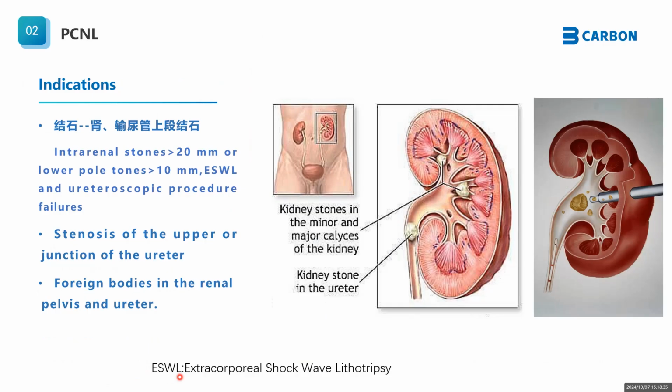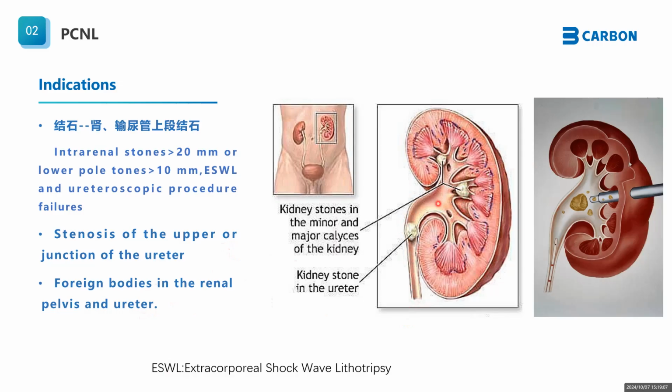It means the upper part or the junction of the ureter, because there is stenosis, it is very narrow or small, and then the ureteroscope can't go through this narrow part during ureteroscopic surgery. So in this situation, we have to take the PCNL.